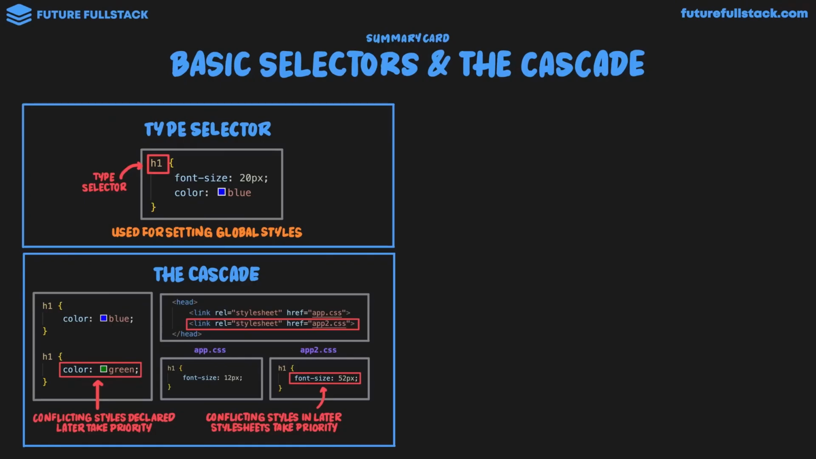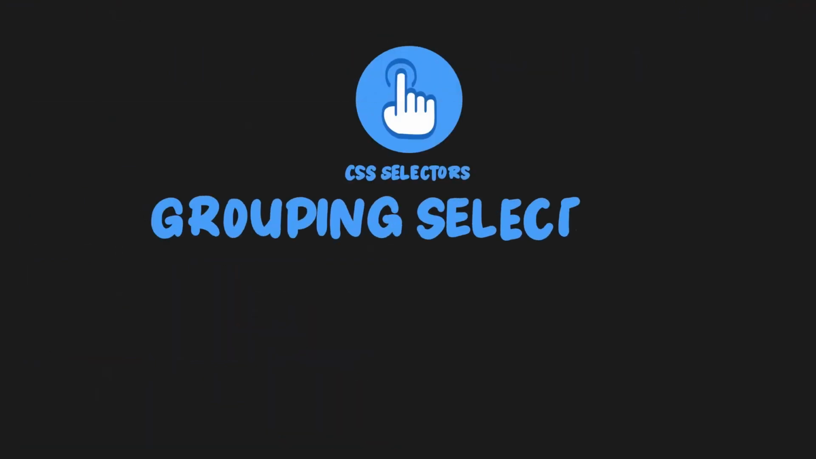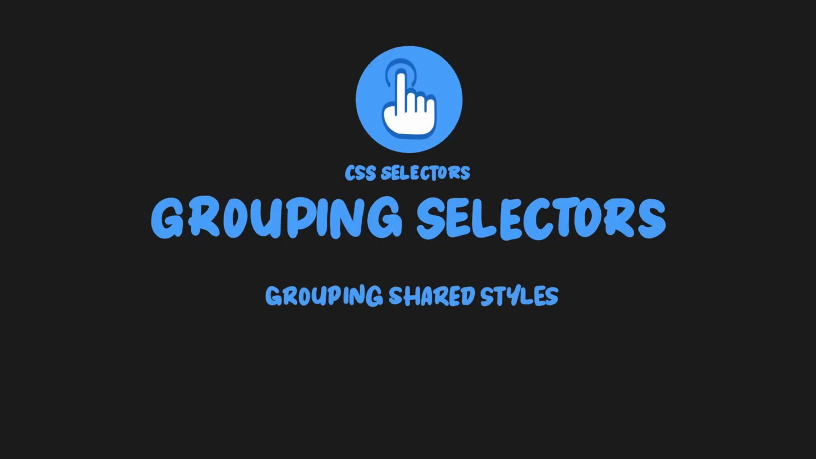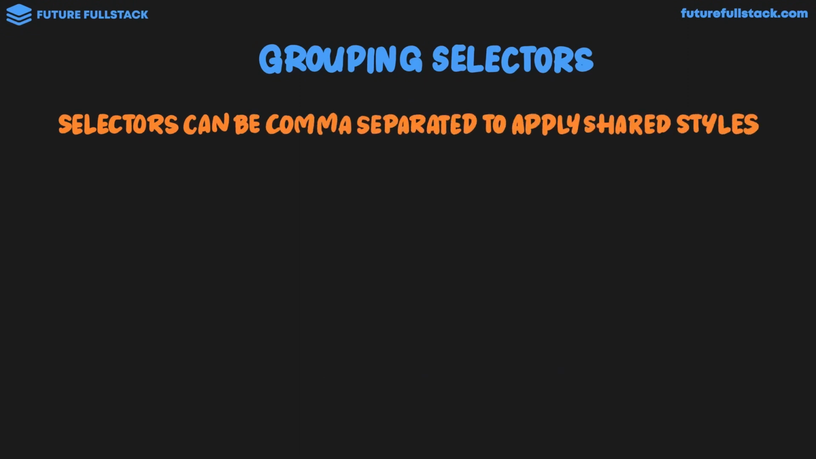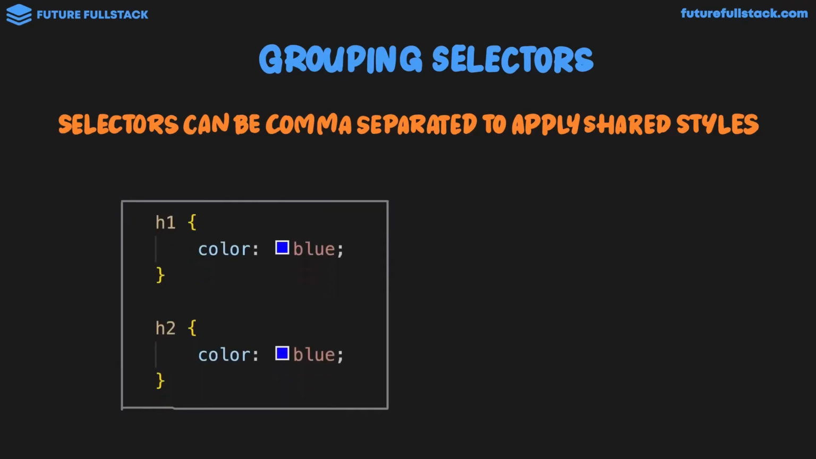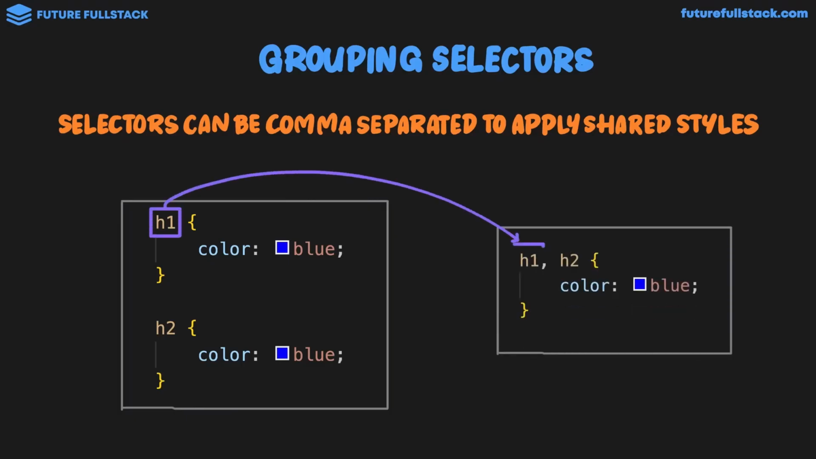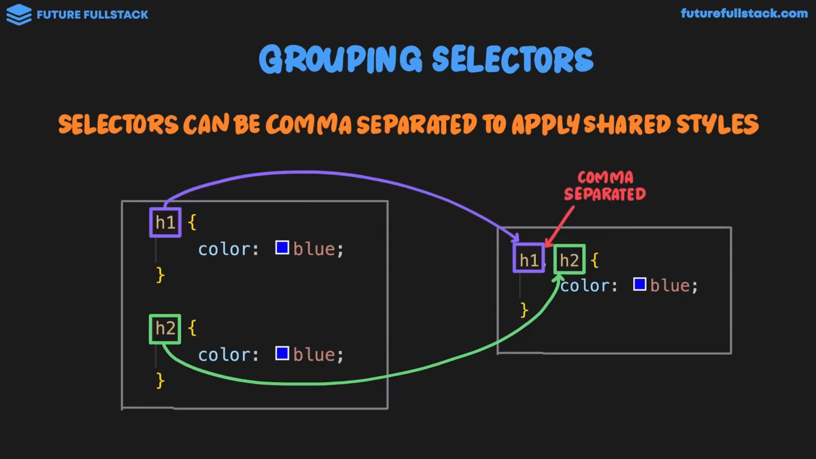Now we'll see how to apply styles to multiple elements at once by grouping selectors. We'll be discussing grouping shared styles, and grouping selectors and cascading. So what is grouping selectors about? Selectors can be comma-separated to apply shared styles. For example, let's say we had an H1 with the color blue and an H2 with the color blue. We can rewrite this CSS more efficiently like this. We grab the H1 selector and the H2 selector, and we comma-separate them, and then we just define our rule once. This method avoids repeating shared styles and makes our CSS code more concise.